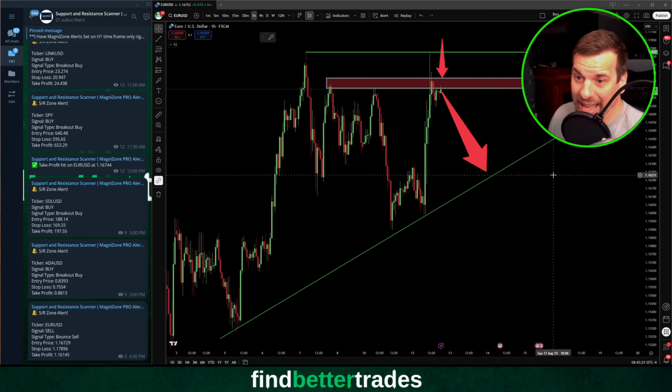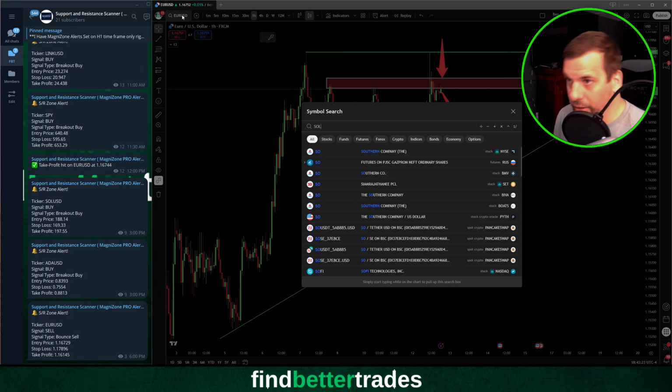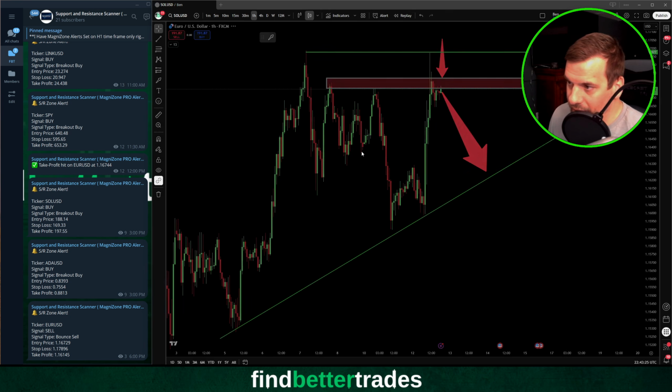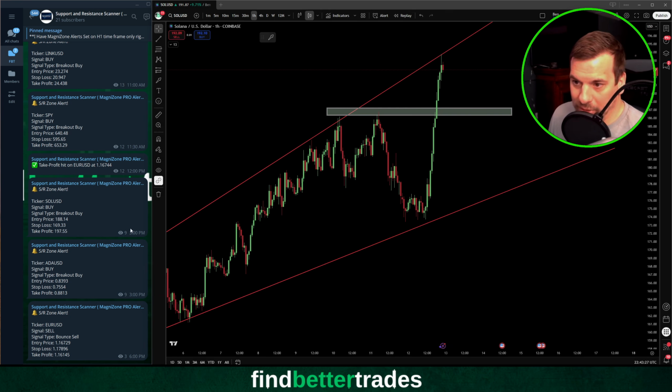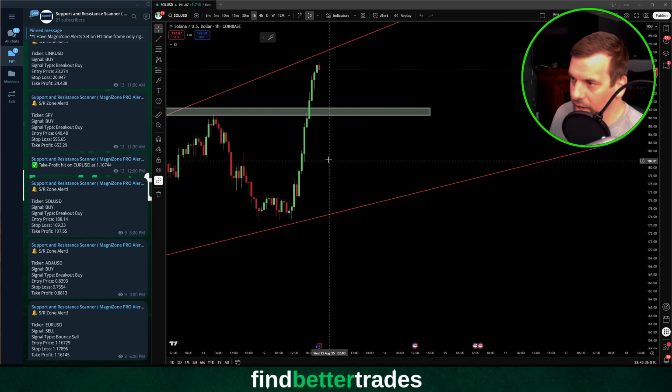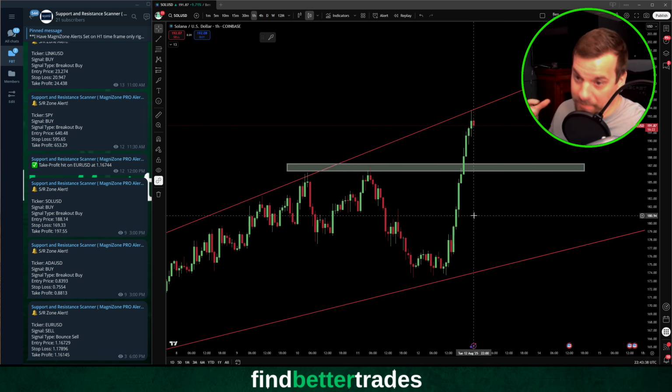Let's actually look at Solana. This is another great trade that just signaled today at 3 o'clock. So it's actually 3 hours ago, or almost 4 hours ago now. This was the zone that I identified. I put this on the chart here just because I actually saw this, and I was shocked. I was like, this is a perfect zone, a breakout zone.